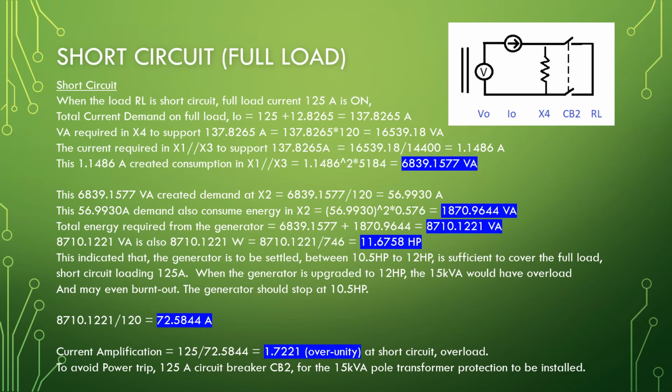137.8265 ampere equals 16,539.18 divided by 14,400 equal to 1.1486 ampere. This 1.1486 ampere created consumption in X1 parallel X3 equal to 1.1486 squared times 5,184 equal to 6,839.1577 VA.